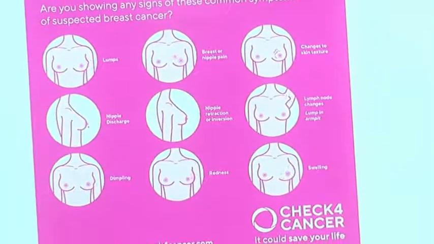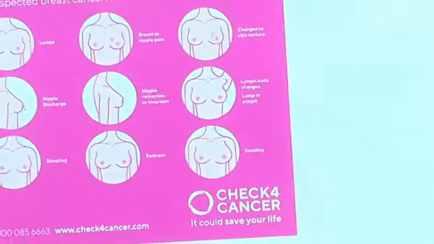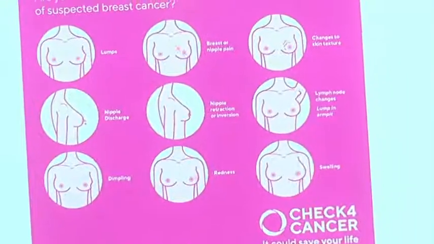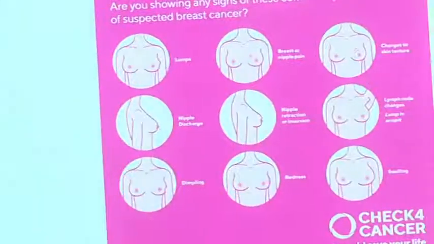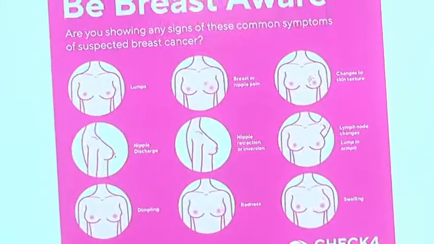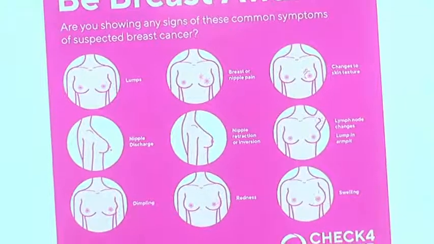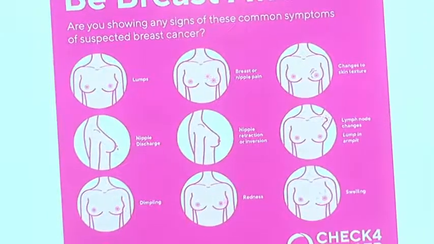The other thing again is swelling. If you notice your breast is swelling or your armpit is swelling, see your doctor. So can we repeat after me? The first one is lumps. The second one is nipple discharge.